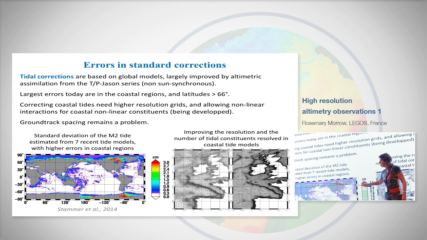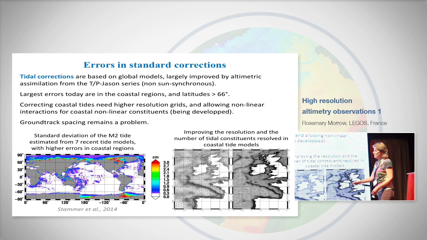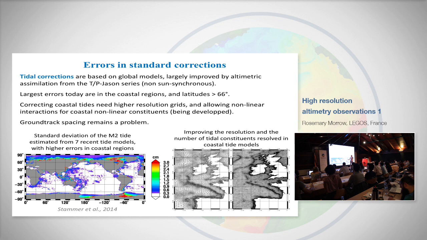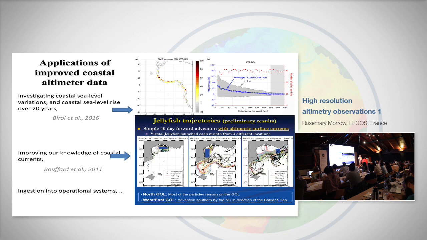And so in the open ocean, we have very low errors in an ensemble of seven different tide models. But you get a lot bigger errors when you're in the coastal zones between the different tide models, also at high latitudes. So again, this is a key problem for coastal applications. And so one solution is to go to much higher resolution everywhere, but particularly having increased resolution in the coastal zones to look at the small-scale tides that get generated here, and also looking at combining different tide signals to get the non-linear ones in the coastal zone.